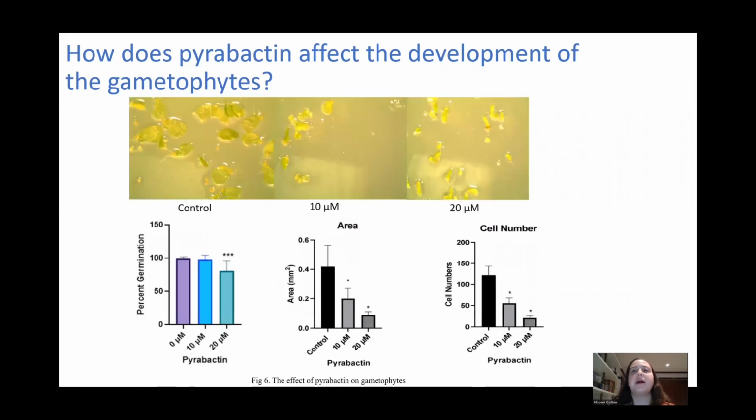We treated with pyrabactin; only the 20 micromolar data was significant in regards to the germination data. However, looking at cell number and area, the 10 micromolar as well as the 20 micromolar were significant. The cell number in regards to the 10 micromolar decreased by 20 or 30 cells, and the 20 micromolar decreased by 40 to 50 cells compared to the control. This suggests that a higher dosage is needed in order for there to be an effect on germination, while a lower dosage is able to affect cell division.